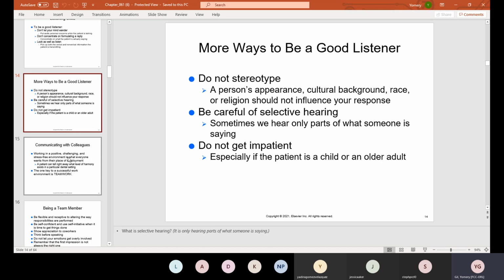Be careful of selective hearing. Sometimes we hear only parts of what someone is saying. You have to be paying really close attention when you talk to the patients. And do not get impatient, especially if the patient is a child or an older adult. If you're ever going to work with a pediatric doctor, you have to be very patient with kids because kids are scared. They don't know what's going on. It might be their first time at the dentist. So you'll be in those appointments for a while.